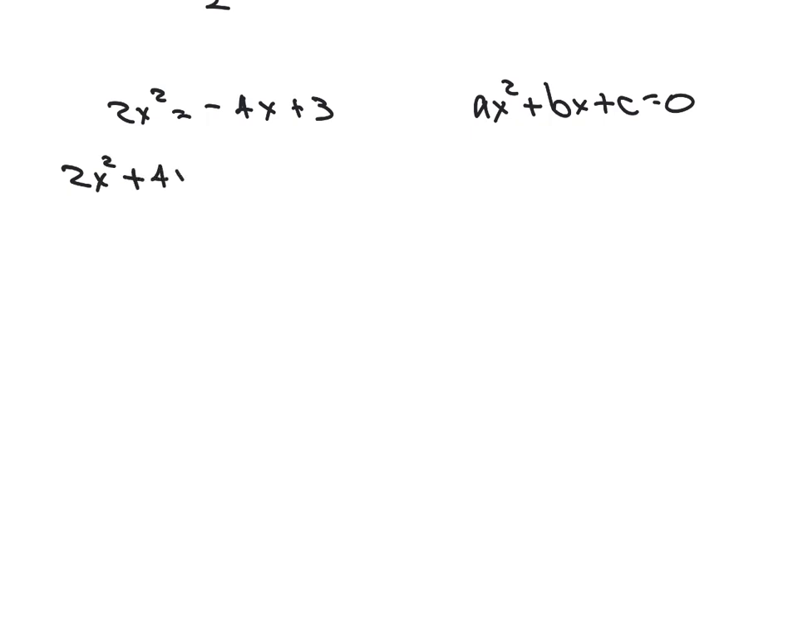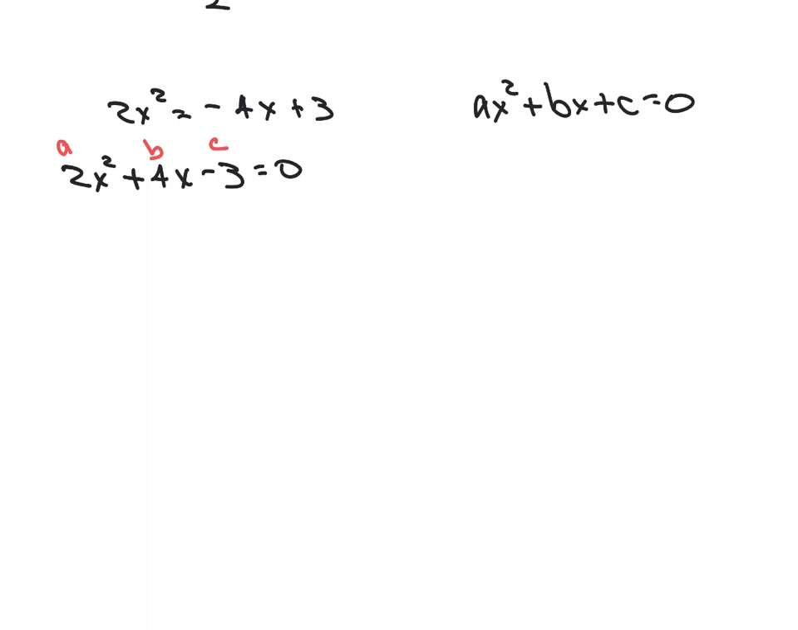All right, so let's look at example 2. 2x squared equals negative 4x plus 3. So we need to get it into the ax squared plus bx plus c equals 0 format. So let's move everything to the left, add 4x to both sides, subtract 3 from both sides, and there's our equation that we're going to use. So here's our a, our b, and our c.